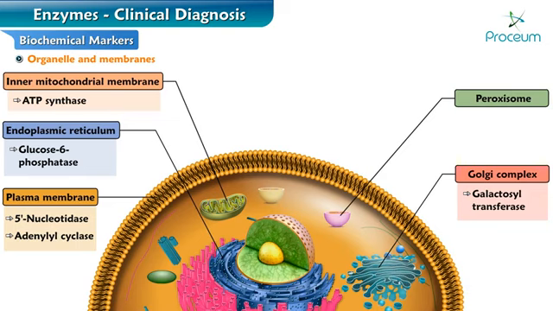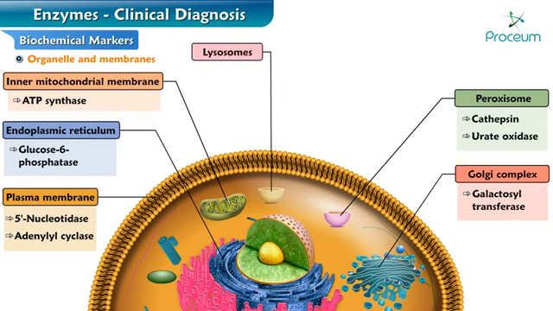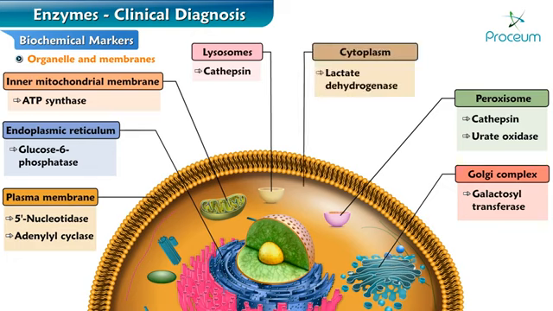For peroxisomes, the marker enzymes are catalase and urate oxidase. For lysosomes, the marker enzyme is cathepsin. And for the cytoplasm, the marker enzyme is lactate dehydrogenase.